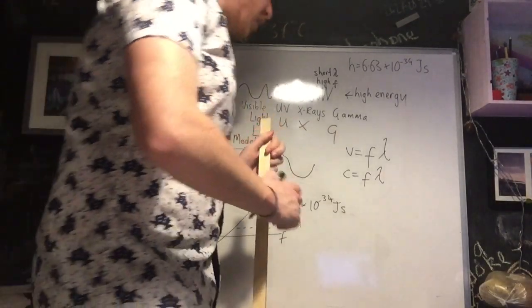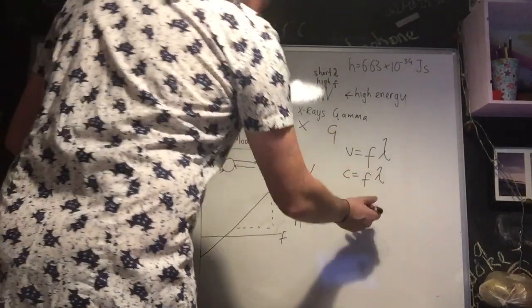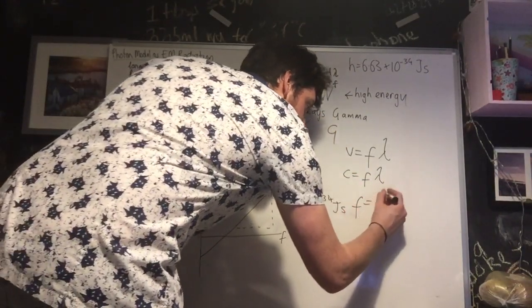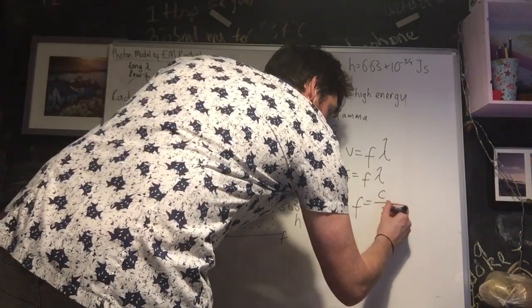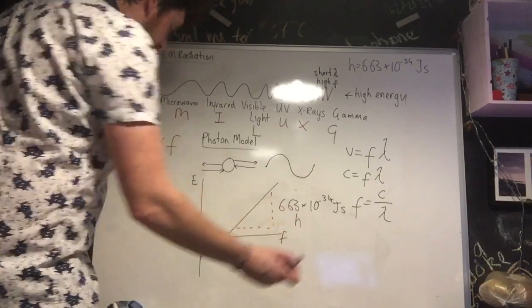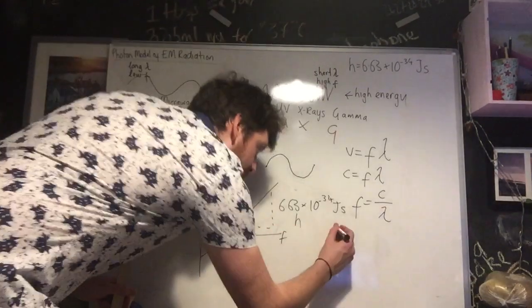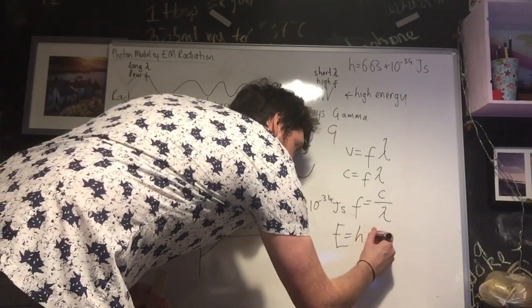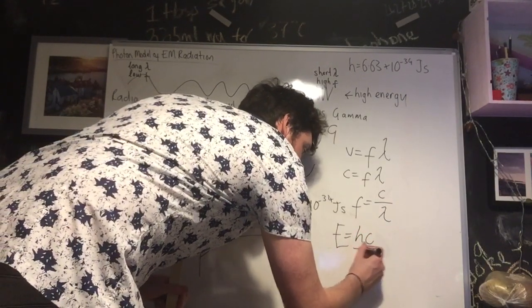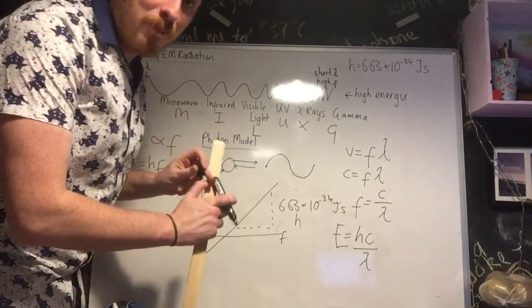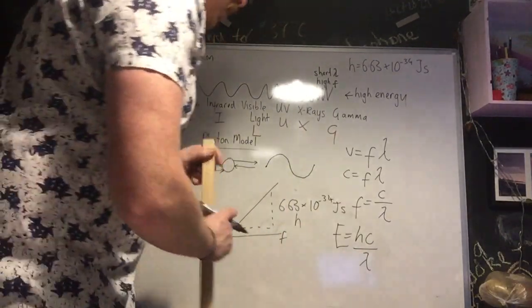Right. Okay. So, if I substitute this in for f, we can see that f is equal to the wave speed divided by the wavelength. So if we substitute this into this equation over here, energy equals Planck's constant times the wavelength, times the wave speed divided by the wavelength. Okay, just a few more things to consider.